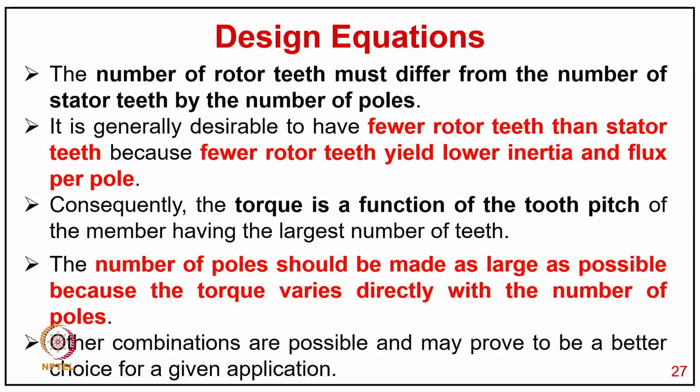It is generally desirable to have fewer rotor teeth than stator teeth, because fewer rotor teeth yield low inertia and flux per pole, and consequently the torque is a function of the tooth pitch of the member having the largest number of teeth, and the number of poles should be made as large as possible because the torque varies directly with the number of poles. Other combinations are possible and may prove to be a better choice for a given application.